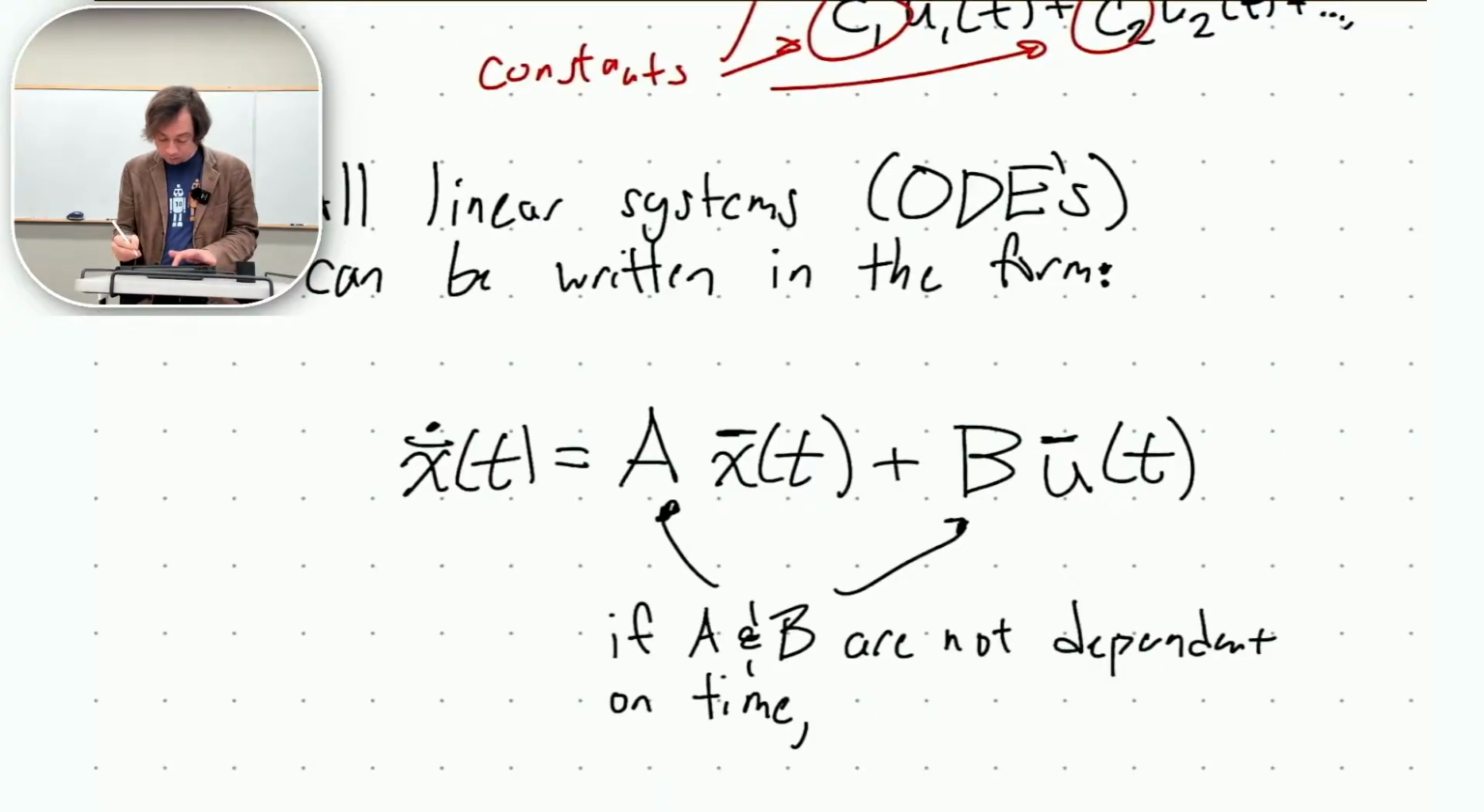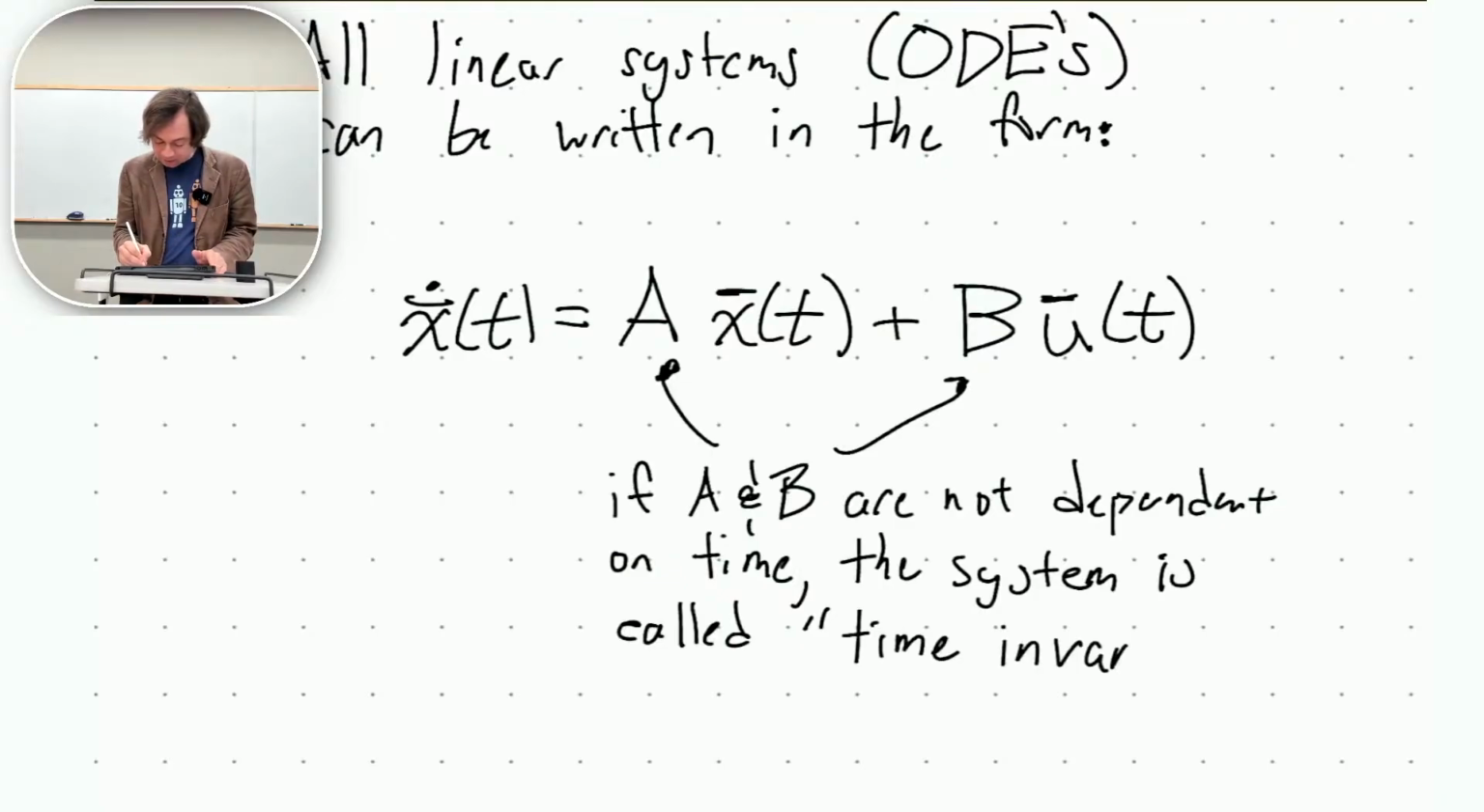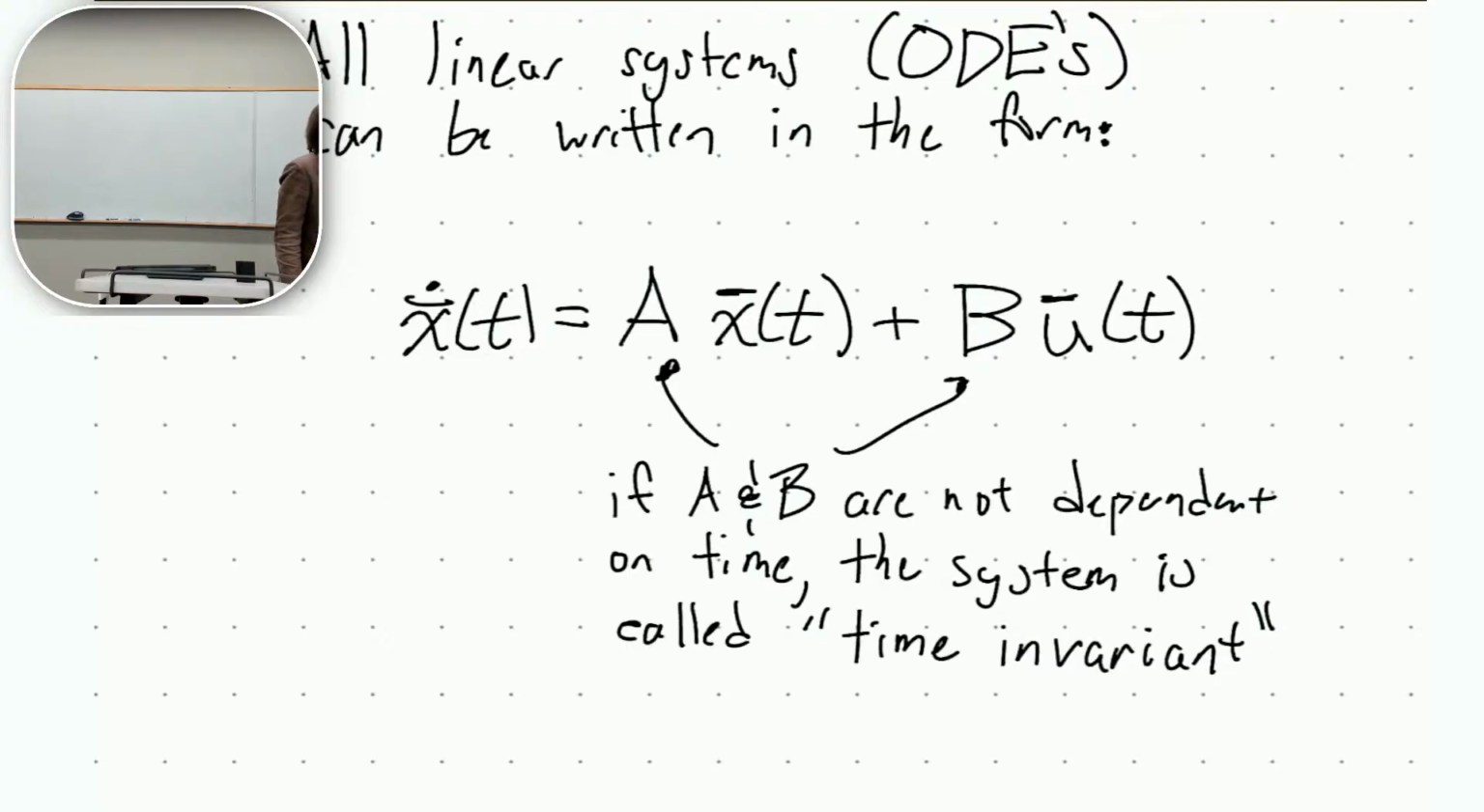the system is called time invariant. Okay? Question. Then it's not time invariant. So if A and B, not A or B.